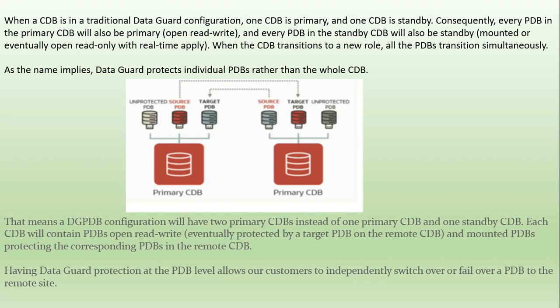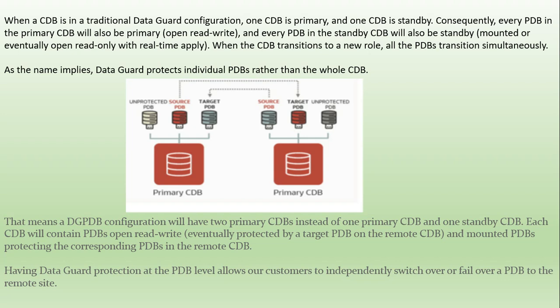As the name implies, data guard per PDB protects individual PDBs rather than the whole CDB. So now you can see in this picture, primary CDB and primary CDB. So you can switch over a particular PDB alone. It is not primary and standby side, it is both primary side. So it will be switched over per PDB. That means the DGPDB configuration will have two primary CDBs instead of one primary CDB and one standby CDB. Hope you got it.